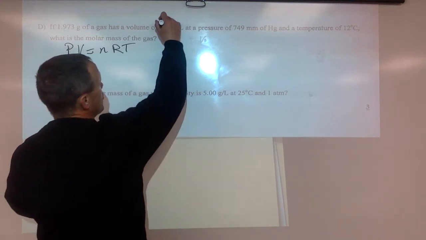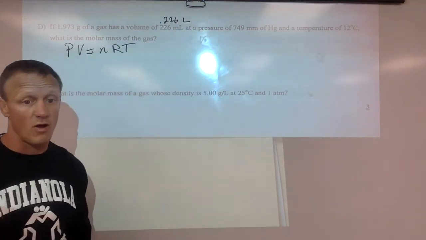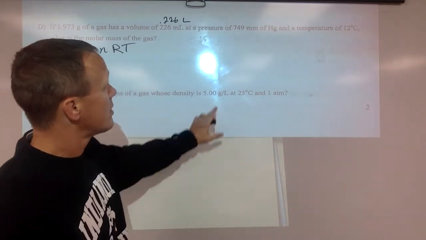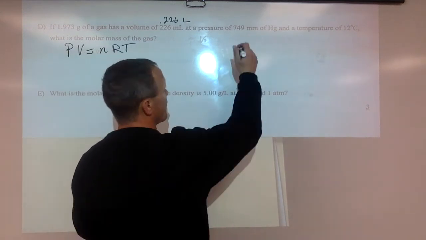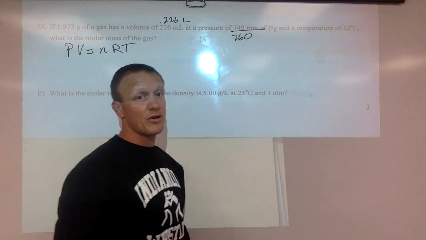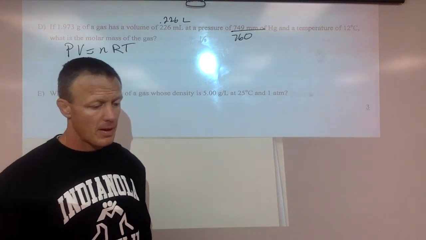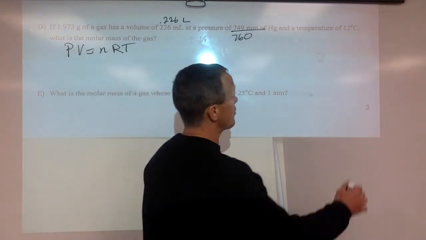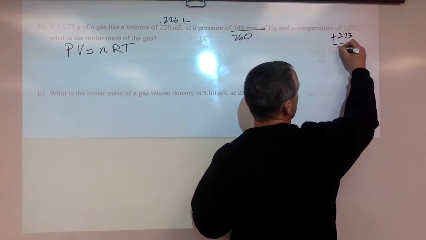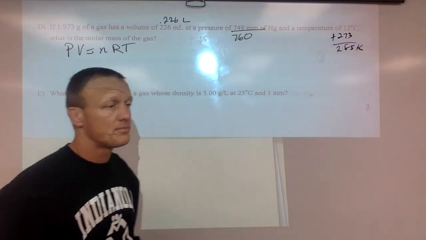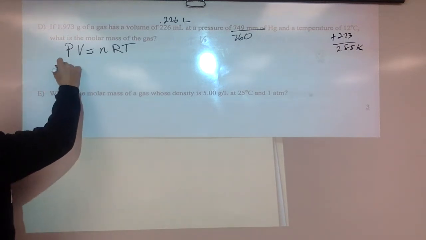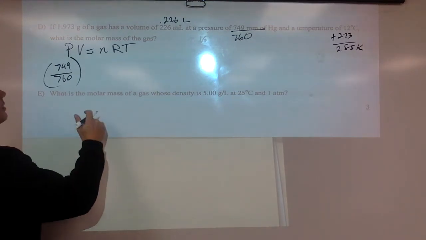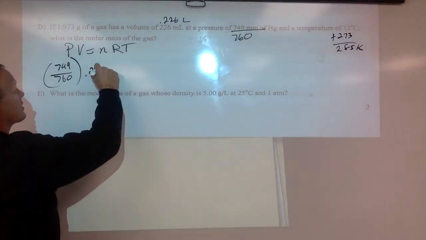Volume would be 0.226 liters. Very, very small volume. 749 millimeters of mercury, that's the pressure. We need to take 749 divided by 760 because 760 millimeters of mercury is how many are in 1 atmosphere. And temperature plus 273 is 285 Kelvin. So plug it in here. Pressure is 749 over 760, which is basically like 0.98 or something like that. Volume is 0.226 liters.